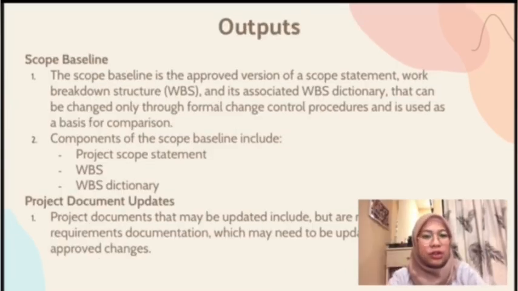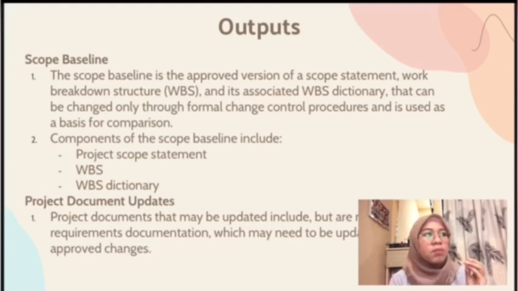Okay, lastly, in Create WBS is outputs. In outputs of Create WBS, there are scope baseline and project documents updates. In scope baseline, the scope baseline is the approved version of a scope statement, work breakdown structure, WBS, and its associated WBS dictionary that can be changed only through formal change control procedures and is used as a basis of comparison. It is a component of the project management plan.